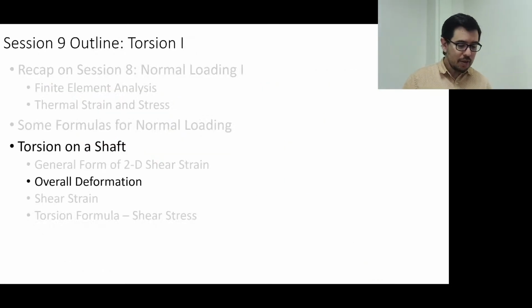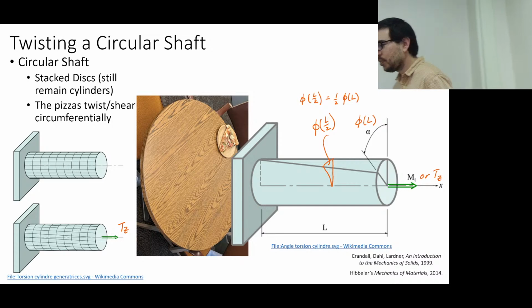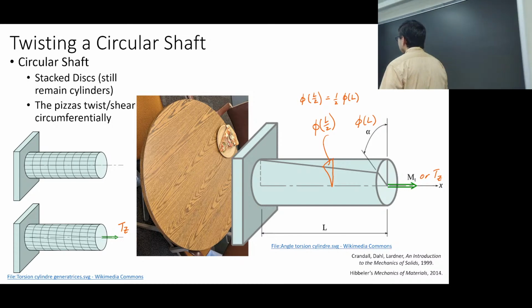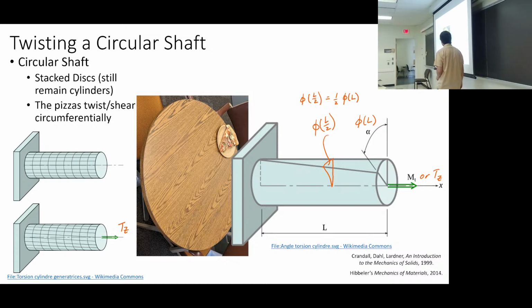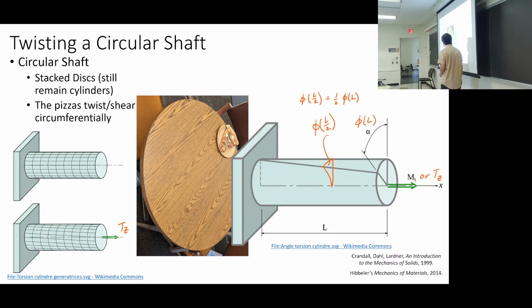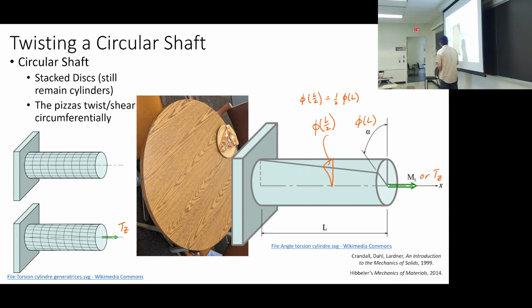torsion of a shaft. Now you're like, what does that have to do with what we just talked about? Well, let's think about it. Forget shear strain. Forget shear stress now. Imagine I have a cylinder, and I have a bunch of pizza slices on it.